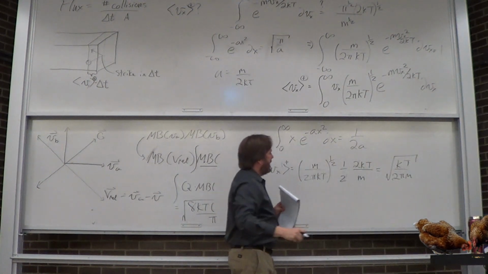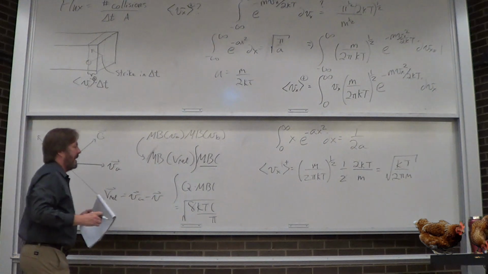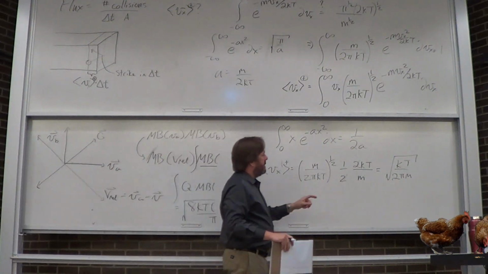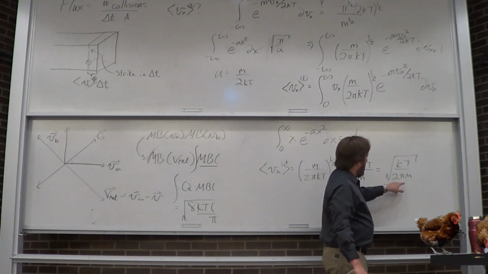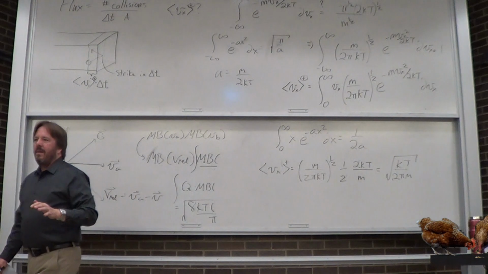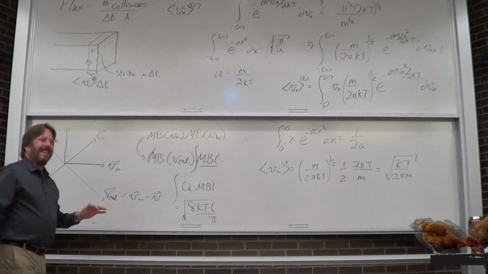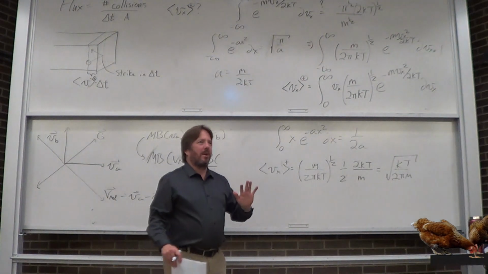This looks like it's a bit smaller than all the other velocities we've ever calculated. I know that average velocity was 8 kT over pi m, so this is a lot less than that. And that kind of makes sense to me. Now actually, here's a good question. Let me just throw this at you. Now I usually put this on the test, so I'm going to blow that off.